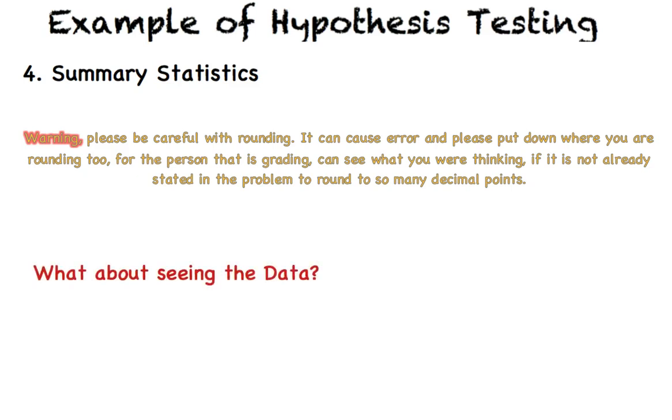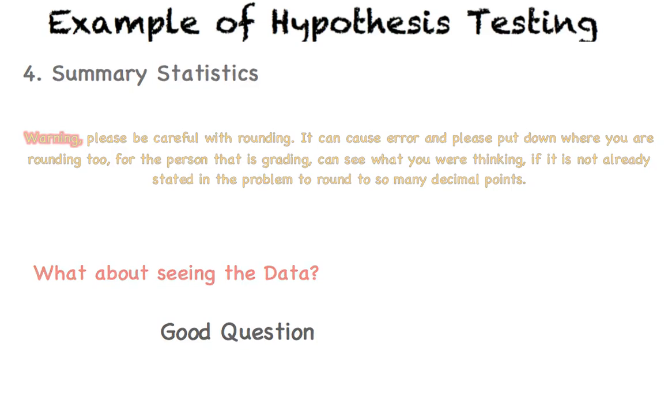What about seeing the data? Good question. We really don't need to do this for this problem. Seeing the data is when you're working with raw data. If you want to do this, you can make 2 different pie charts, one for Dutch boys and the other one for Dutch girls, and see what the difference is.